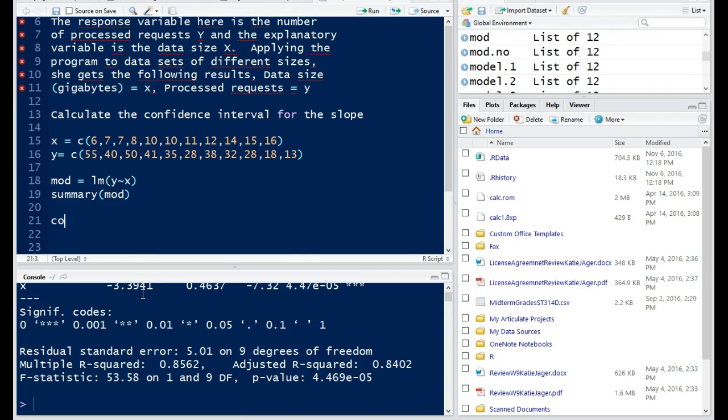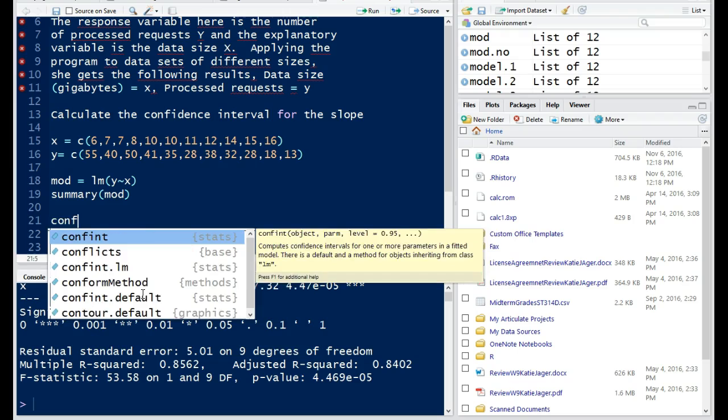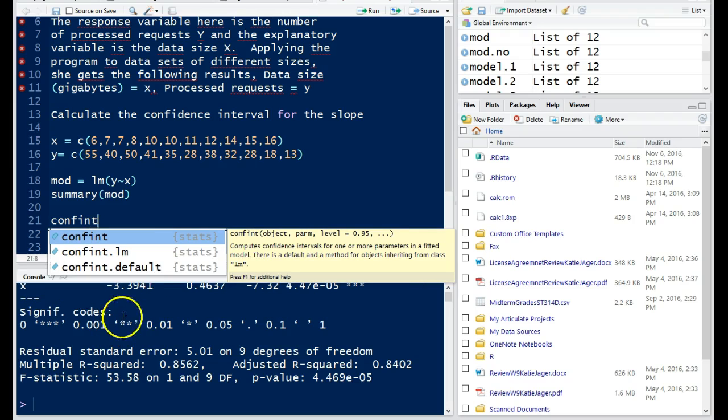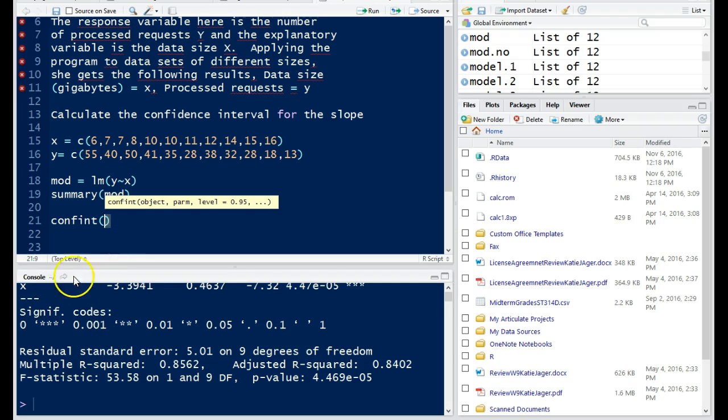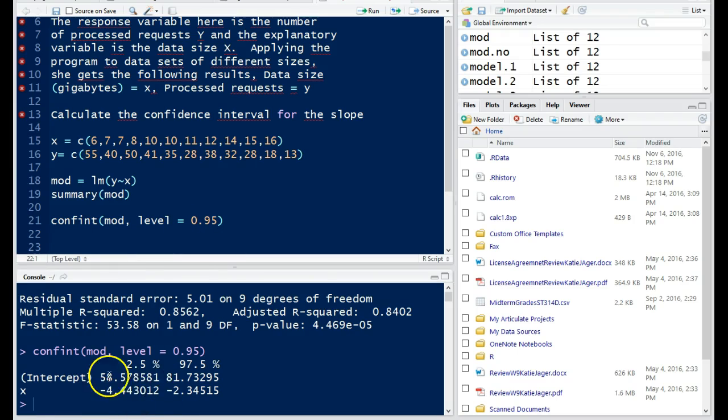So confint, and it actually comes up here as one of the commands. I'm going to put in mod, this is the object that it wants, and the level of confidence. So in this example, let's do a 95% confidence interval. And sure enough, I get a confidence interval for my intercept and my slope.